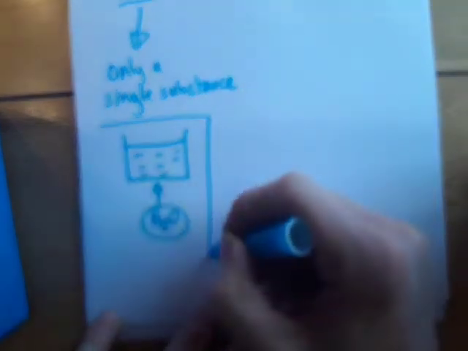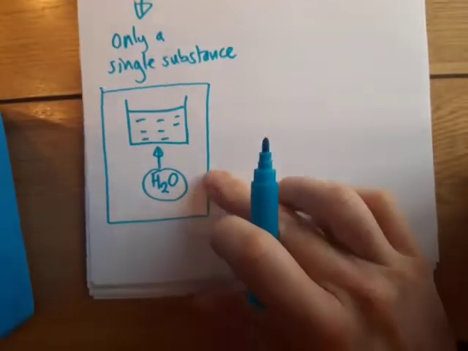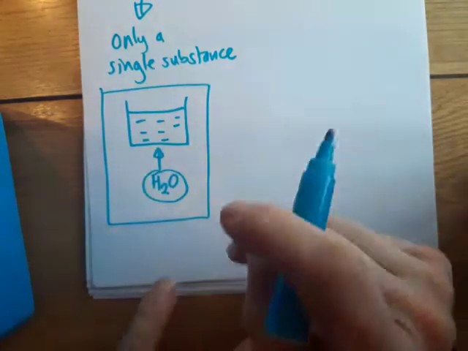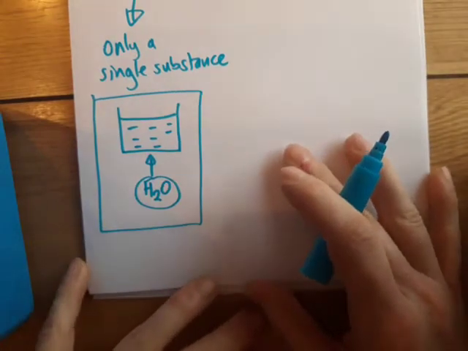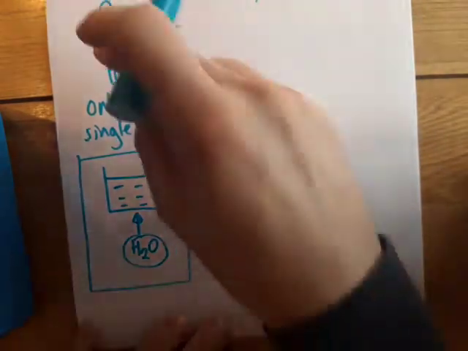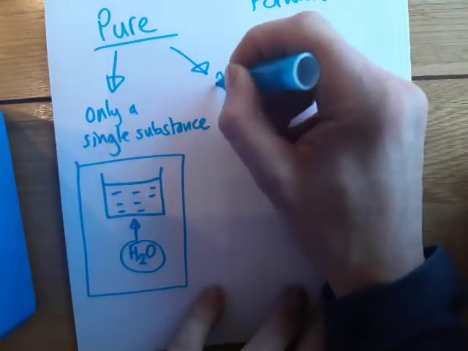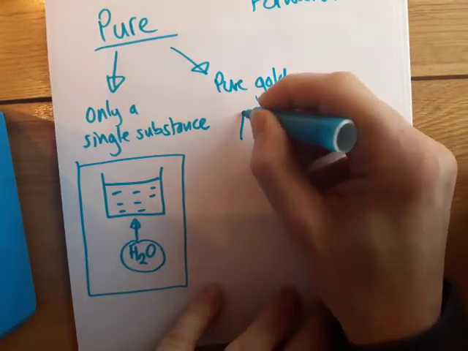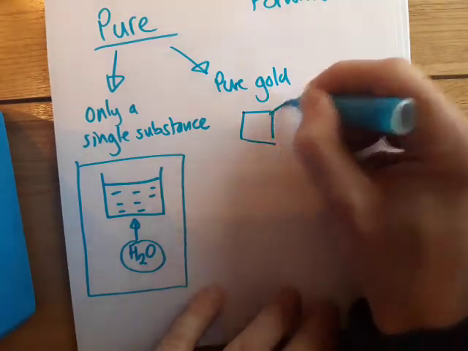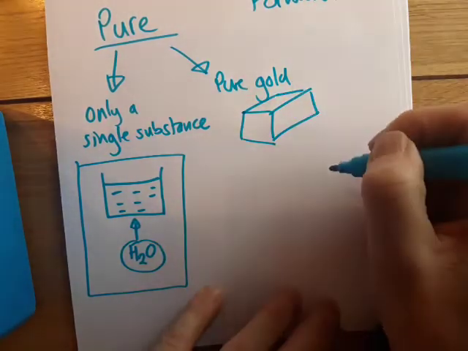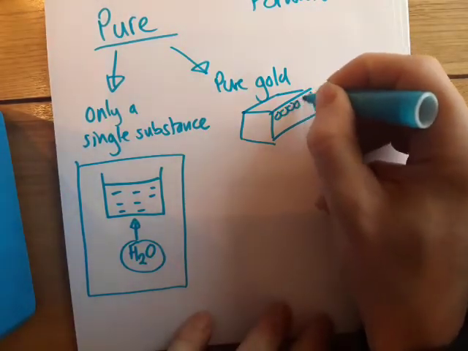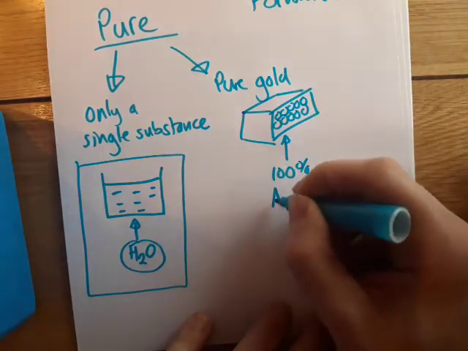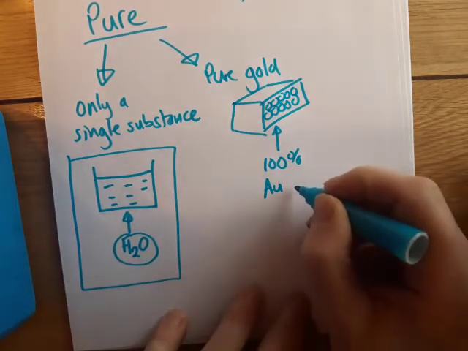We do have pure water in school, and we use it quite a lot at A level. You can drink pure water, but it's not recommended that you drink too much of it. Okay, it can actually cause you some harm. So other examples of pure, you can have things like pure gold. Now, if you had a lump of pure gold, it would be made entirely of gold atoms. If you were to zoom in on this, it would be 100% gold, and the symbol for gold is Au, 100% gold atoms.